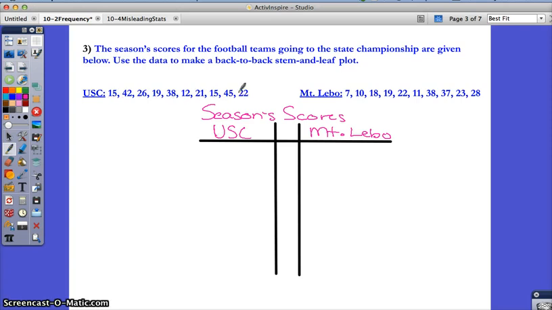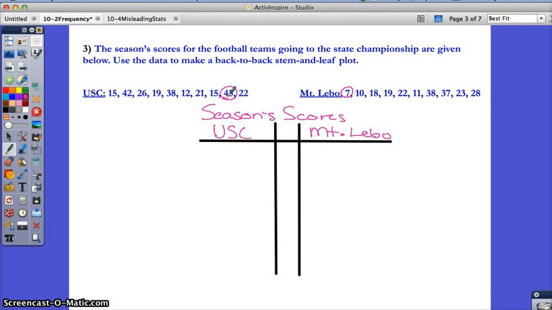So the lowest score I see over here is 12. The lowest score I see over here is 7. Okay, so we're going to have to include 7. And then we're going to have to go up to the highest score I see, which is 45. And over here, 45 is still the highest. So it's going to have to go up to there.